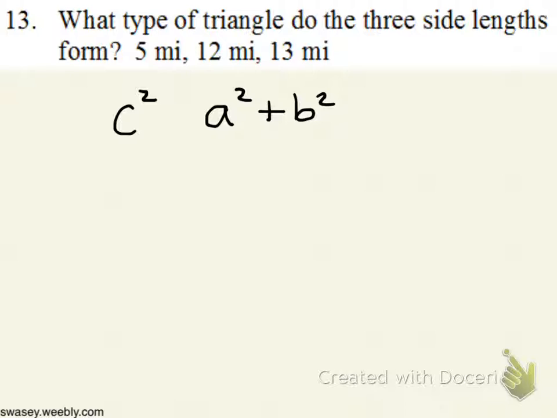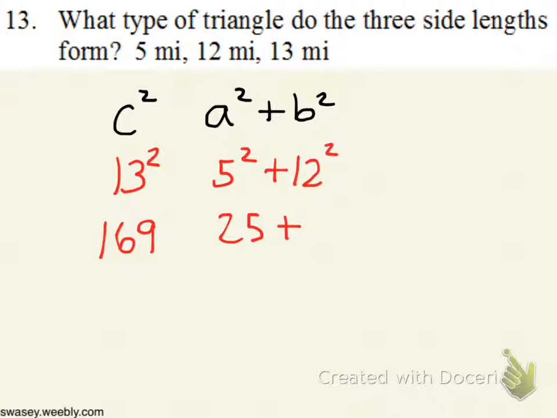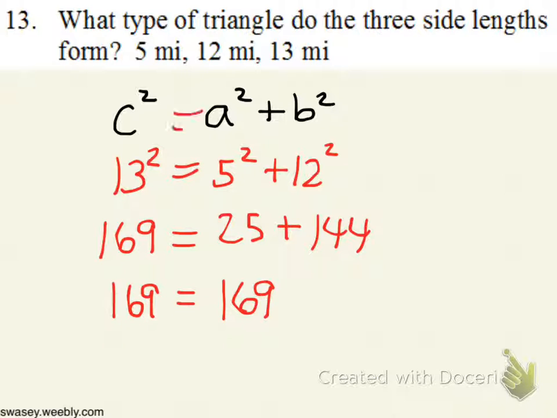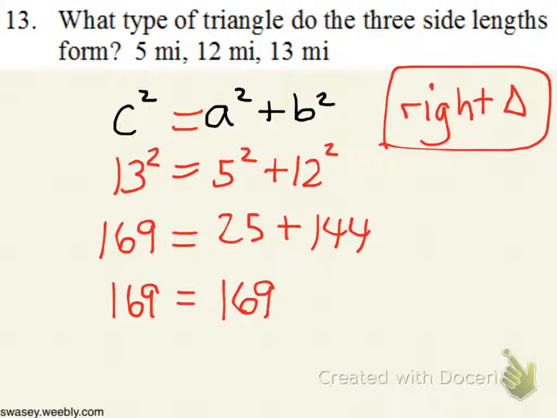Alright, here we've got 3 side lengths. We're trying to figure out what type of triangle. We'll classify it based on the angles: acute, right, or obtuse. So we'll compare; the biggest one is your hypotenuse. 13 squared is 169. 5 squared is 25. 12 squared is 144. Add them together, you get 169. So since these are equal, that means it's a right triangle. If c squared were less than a squared plus b squared, then it would be acute. If c squared were greater than a squared plus b squared, it would be obtuse.